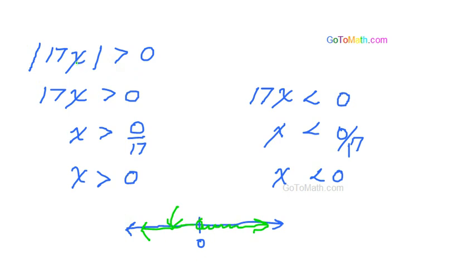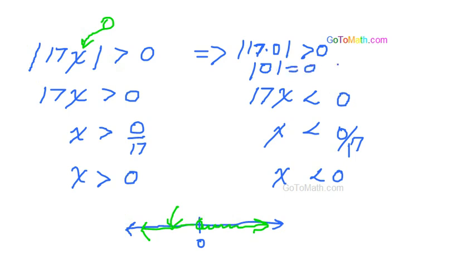We can't plug 0 in, because let's look at this for example. If we plugged 0 into this, we'd end up with the absolute value of 17 times 0 is greater than 0, and that's false, because 17 times 0 is 0, and the absolute value of 0, which is just 0, is not greater than 0. So you see, we got to throw 0 out. Okay? So there you go.